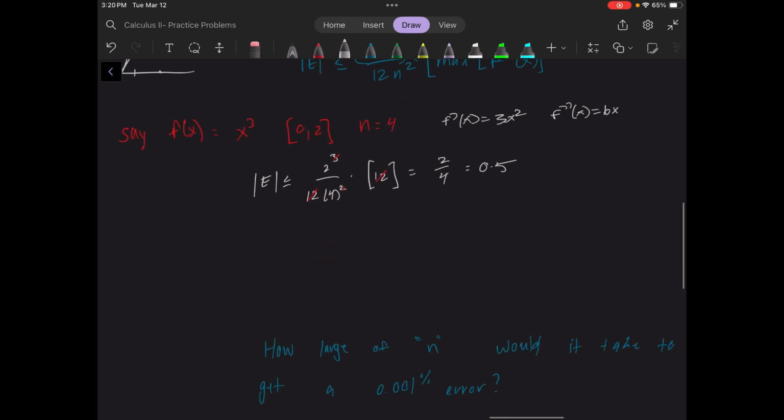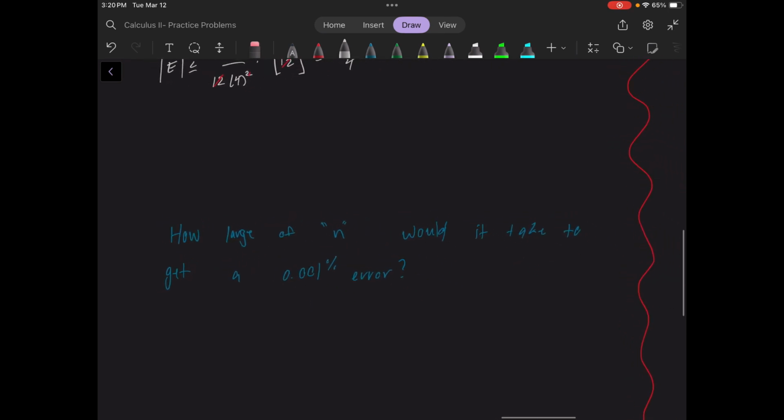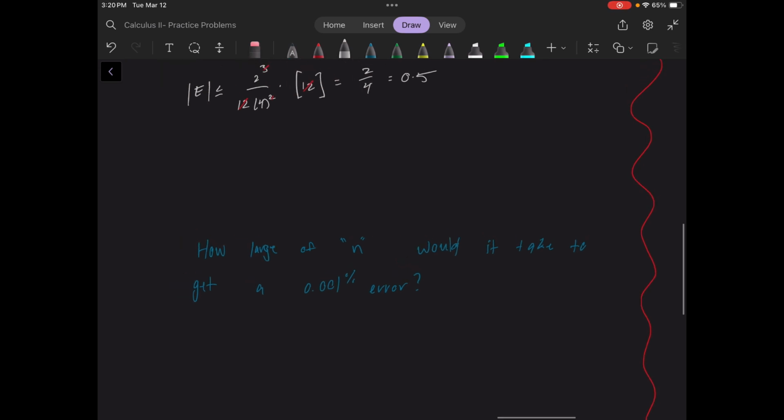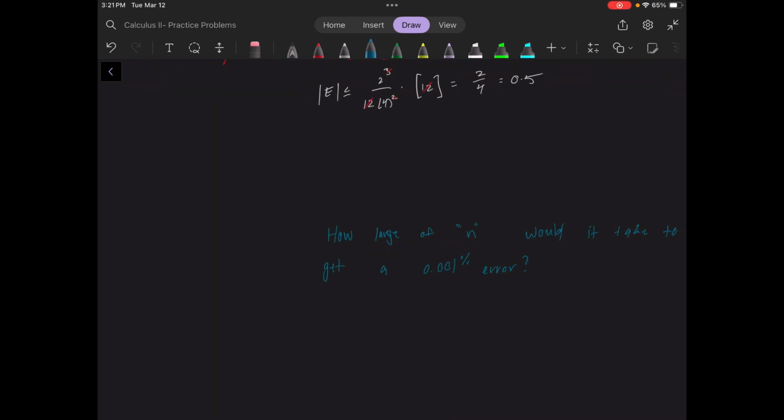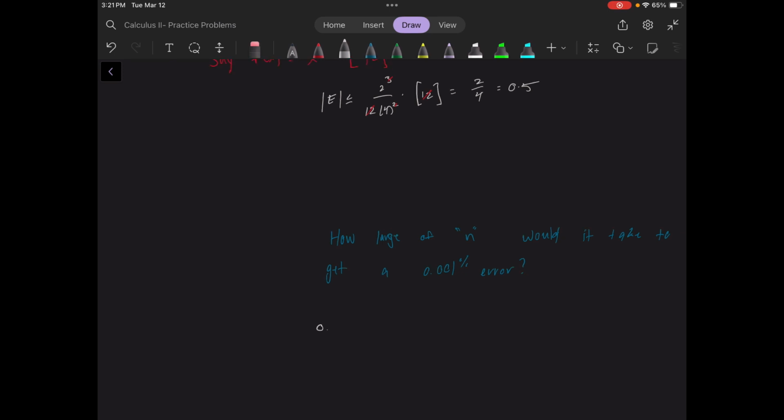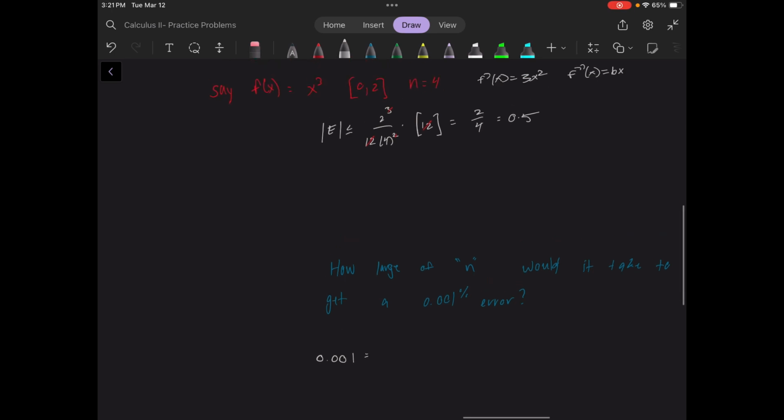Let's also look at my other question. How large of n, meaning how many trapezoids should we use, would it take to get a very small 0.001 error? Okay, so that just means we'll plug that in for error. Error is 0.001. And we're just going to solve this for n. That's going to stay 8. That's going to stay 12. That's going to stay n squared. And that max is still going to stay 12. So the 12 and the 12 still cancel.